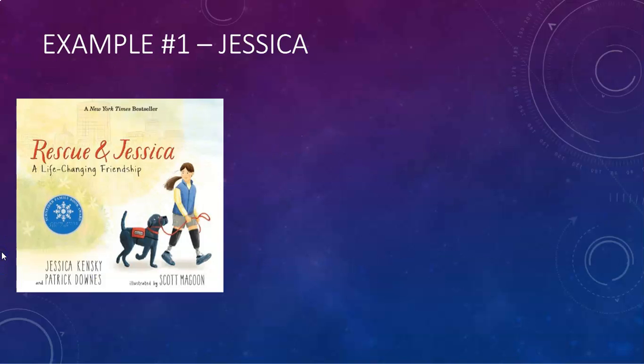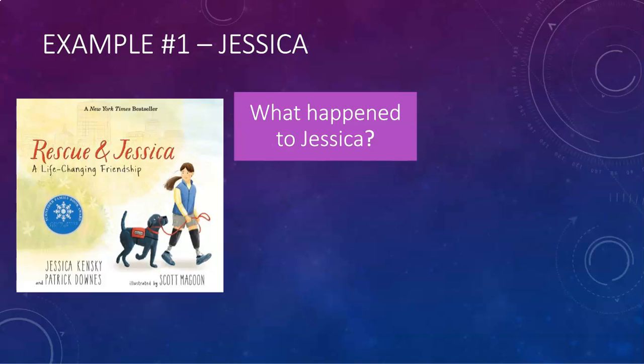to do so. Okay? Our first example of change is one of our 2 main characters from Rescue and Jessica. We're talking about the character of Jessica. If you want to jog your memory about Rescue and Jessica, back in November we read the story about Jessica, who is eventually what we call a double amputee. Portions of her legs have been removed due to an injury, to save her life. And she goes through some changes. So my question to you is, what happened to Jessica to cause some changes?